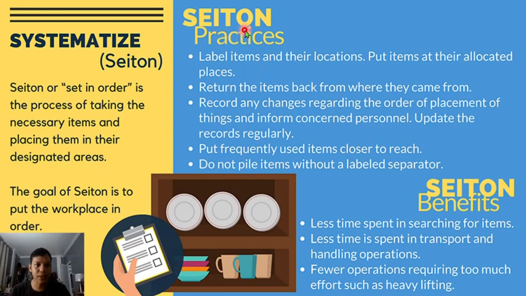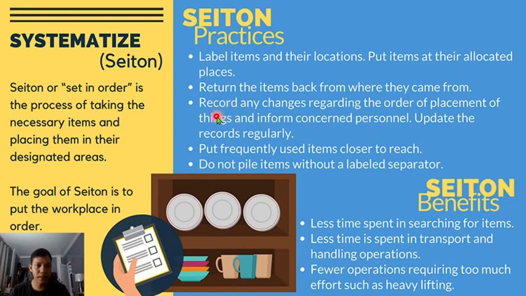The practices of Seiton are: label items and their locations, and put items at their allocated places. After we remove the unnecessary items and remain with the necessary items, we need to put them in the proper location. What else? Return the items back to where they came from. After you have used a particular item, you need to return it to the original position.